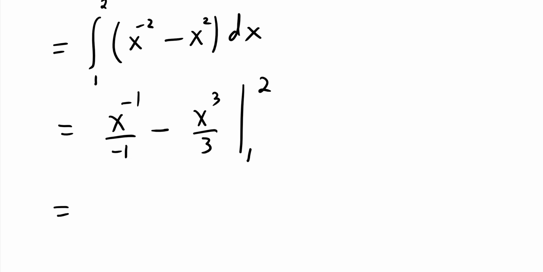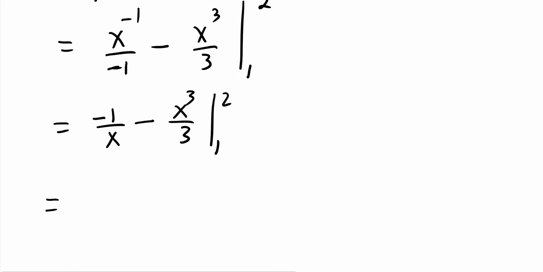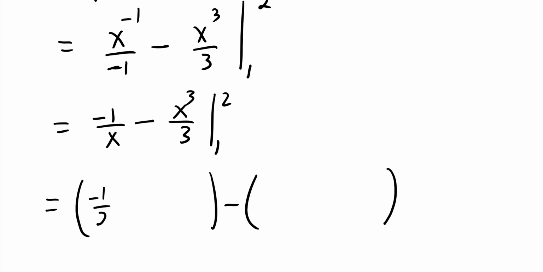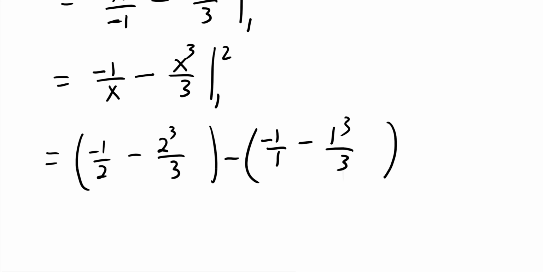Before I substitute in, and actually to make it easier, rewrite these with no negative exponents. So bring it down. That negative I put on the top, it doesn't matter. And now we're going to substitute 1 to 2. Okay, 1 to 2. So first, open parentheses. So substitute the 2 first for x, 2 to the third over 3. Then substitute the 1.